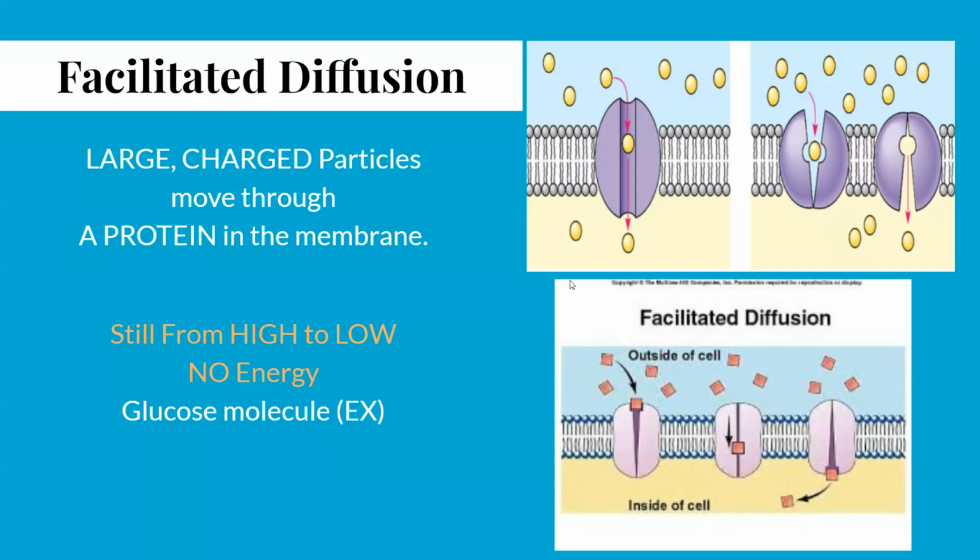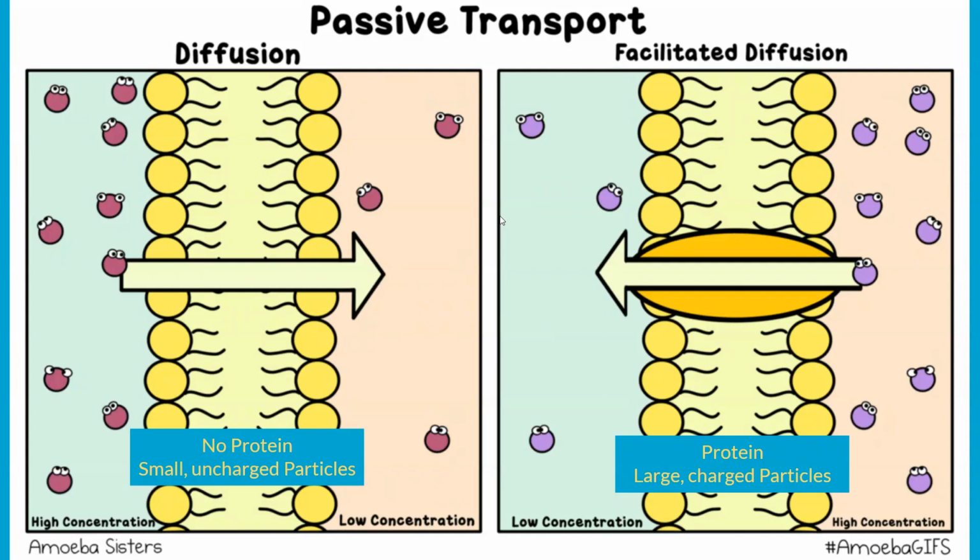So we're going from high to low still. We still require no energy, but because these particles are a little larger, we have to use a protein to facilitate or to help the diffusion. So facilitated diffusion. You look at them side by side, they're both going from high to low. Diffusion, though, these small particles go straight through the membrane. Facilitated diffusion, we have large charged particles going through a protein.